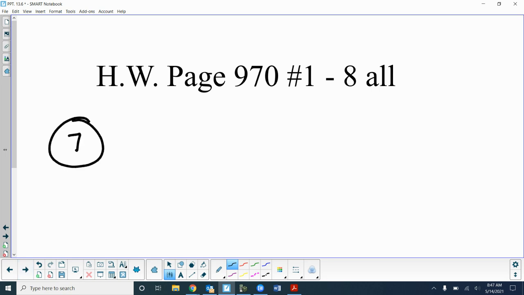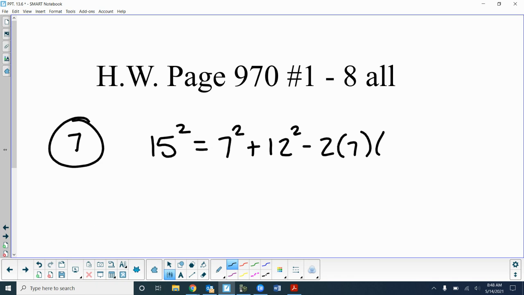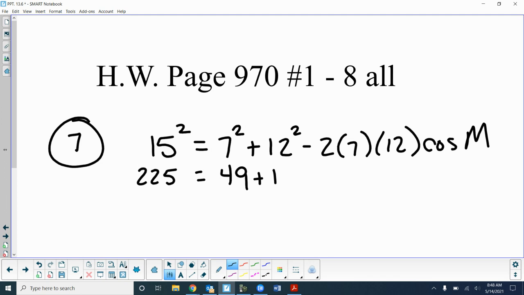All right. So since M is the largest angle, I'm going to go 15 squared, the longest side, equals 7 squared plus 12 squared minus 2 times 7 times 12 times the cosine of angle M. All right, so we got to solve for M. So what's this, 225, 49, 144. Negative 168. 14 times 12, 140 and 28.